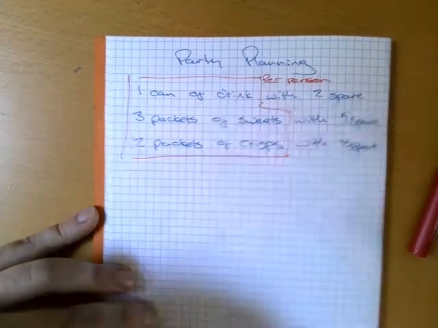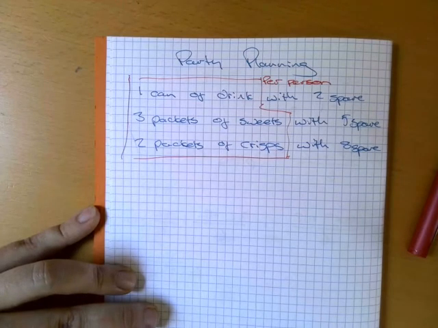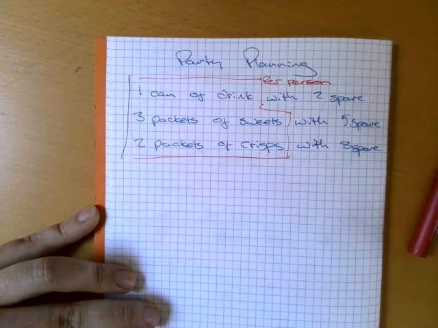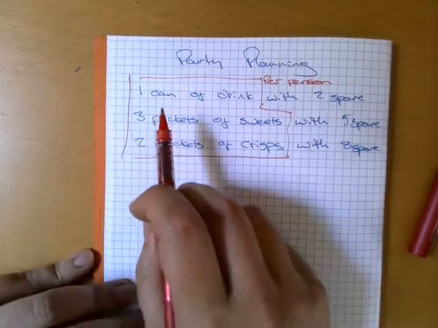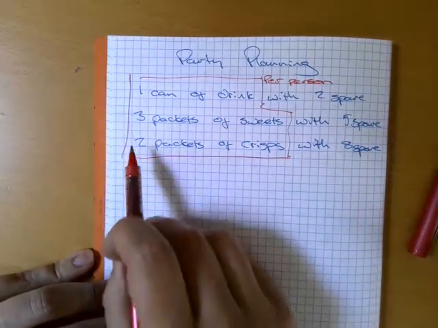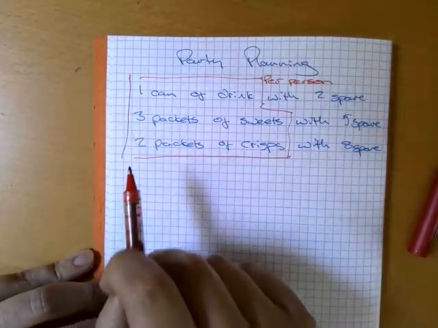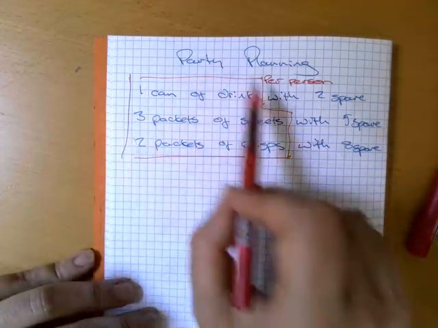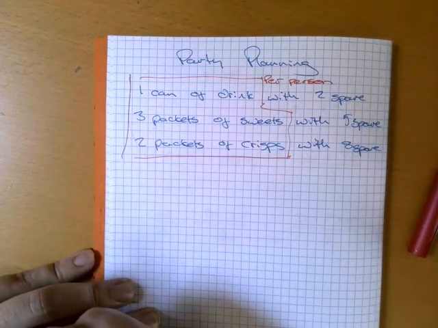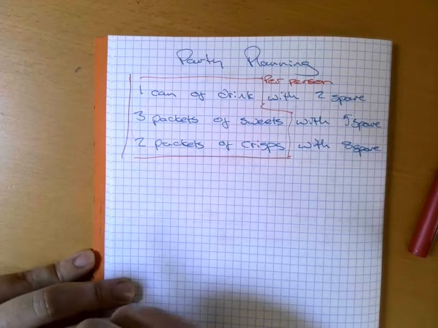But obviously we need some spares just in case something goes wrong, or at the end of it all I need a sugar boost while I'm tidying up. Okay, so we need 1 can of drink with 2 spares, 3 packets of sweets with 5 spares, 2 packets of crisps with 8 spares, and of course the number that we need here is actually dependent on the number of people that are at the party.